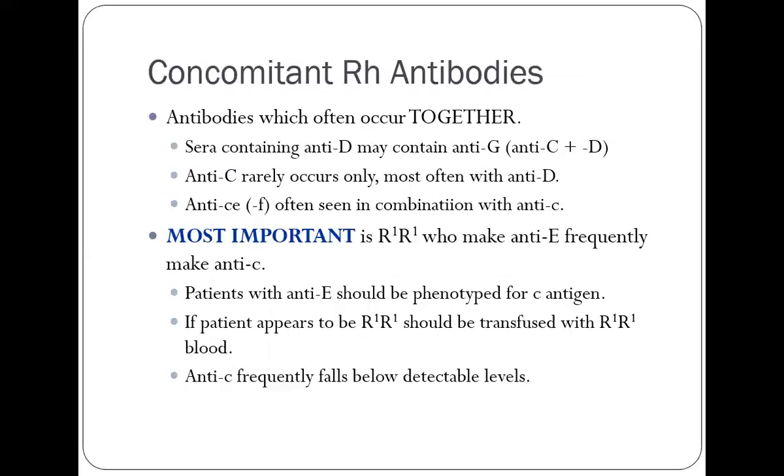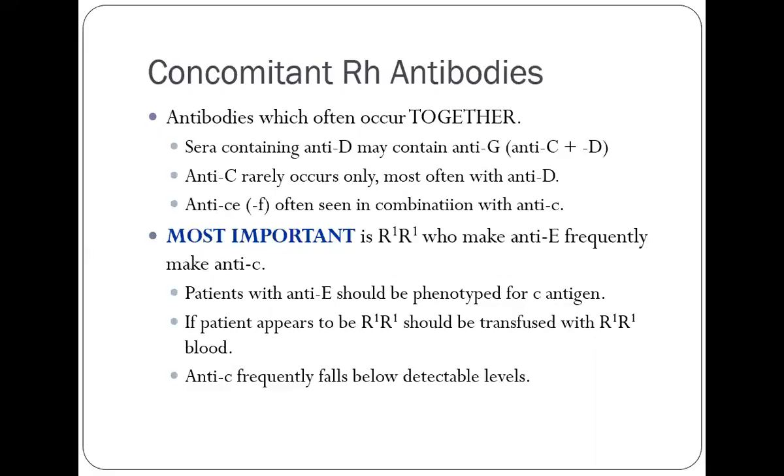And then you can have some antibodies that occur together. We talked about the G antigen, and of course you can have an anti-G develop in a person who doesn't have a C or D antigen. So in that case, you could actually have two antibodies developed. You could have an anti-D and you can have an anti-G. You can also have that anti-little f antibody develop, and oftentimes we see it in combination with an anti-little c.